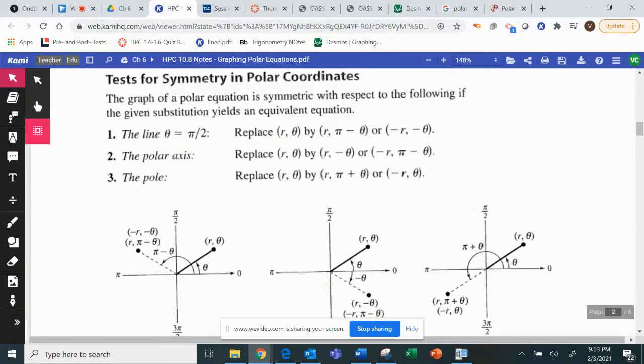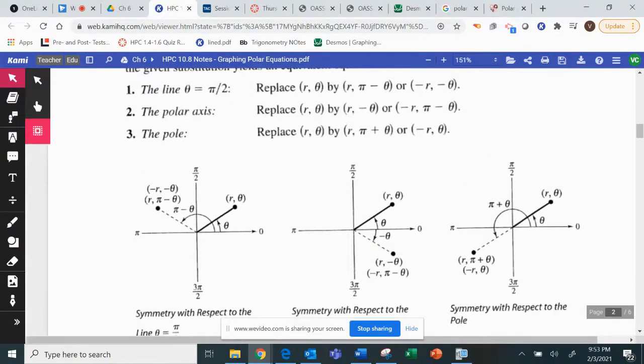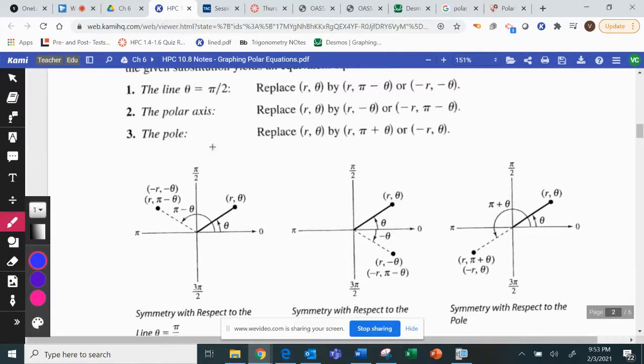And here's 3 examples of what each of those would look like. The first one would be symmetry with respect to the line theta equals pi over 2. So here's that line, theta equals pi over 2, and you can see that these 2 pieces have symmetry. The next one would be the polar axis. Remember, this is the polar axis right here. And then the third one would be the pole, and you can see this one's kind of like a 180-degree rotation.